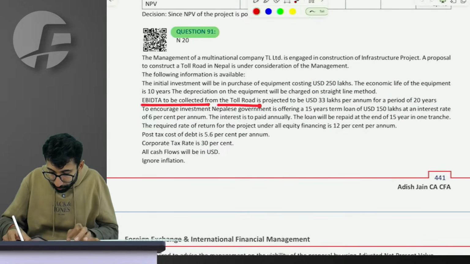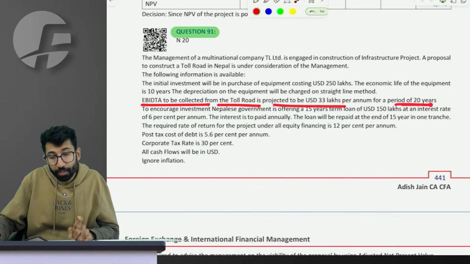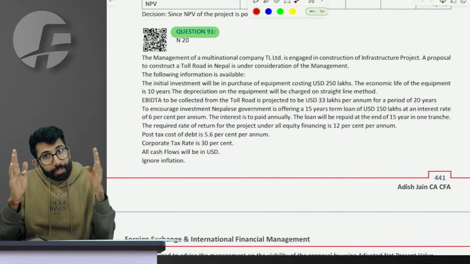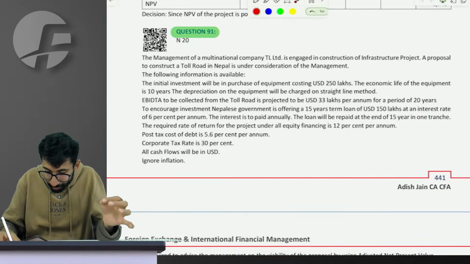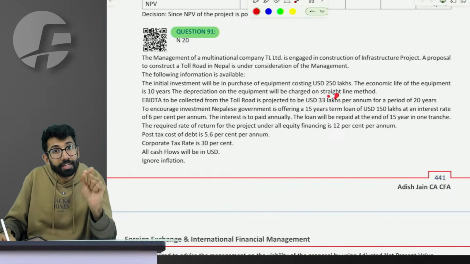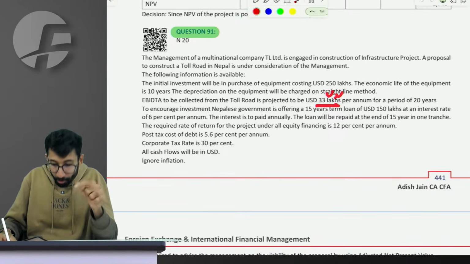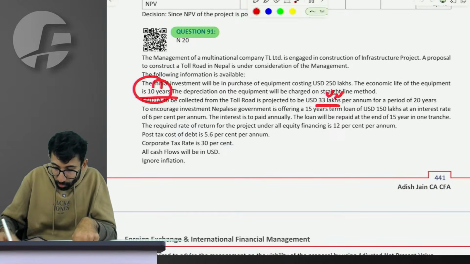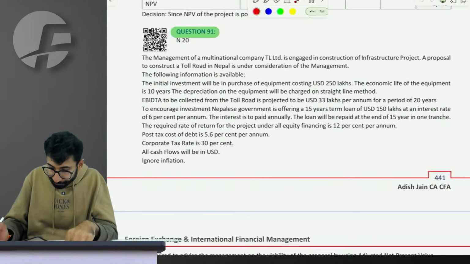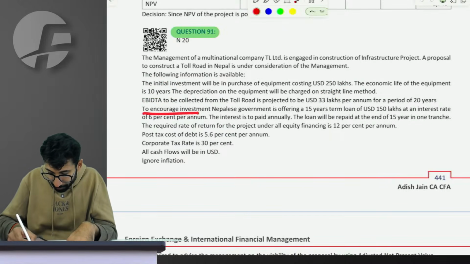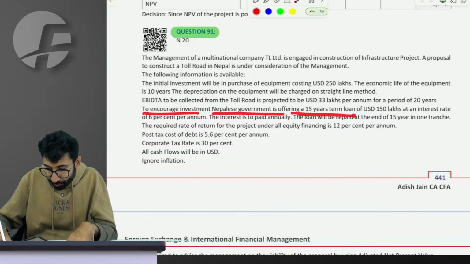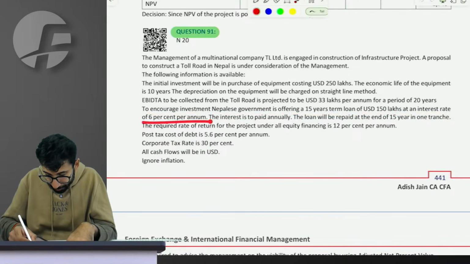EBITDA to be collected from the toll road is projected at 33 lakhs per annum for a period of 20 years. So for a period of 20 years, I will have an EBITDA, earnings before interest, tax, depreciation and amortization, of 33 lakhs. Depreciation will be charged only for the next 10 years. Fine. To encourage investment, the Nepalese government is offering a 15-year loan of USD 150 lakhs at an interest rate of 6% per annum. Interest is to be paid annually.